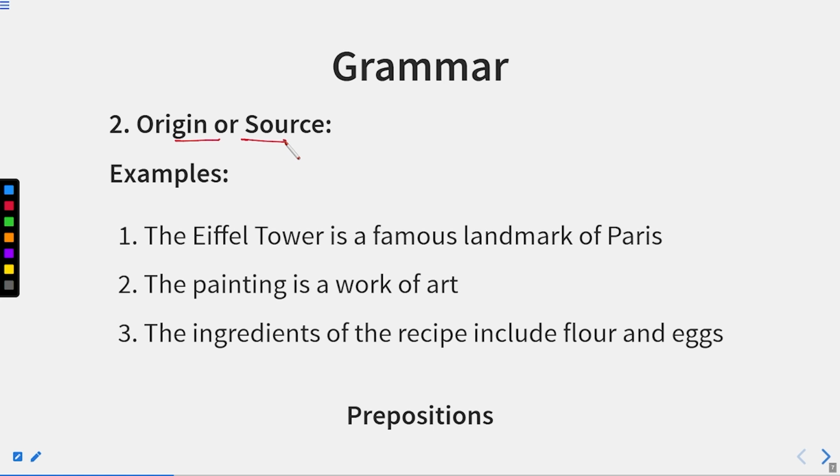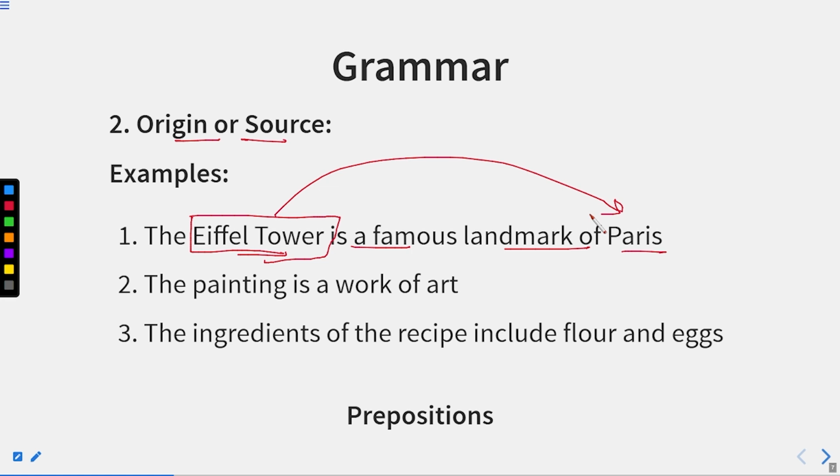For example, the Eiffel Tower is a famous landmark of Paris. Now, this Eiffel Tower is a famous landmark, does it originate from Paris only, or does it belong to Paris only? So this is known because of the name of Paris, or you can say Paris is known because of the name of the Eiffel Tower.